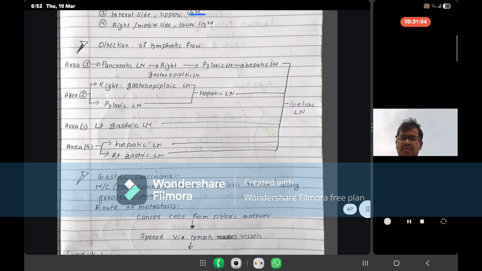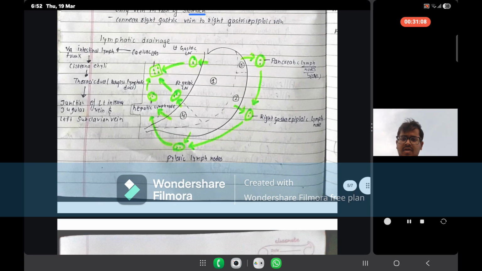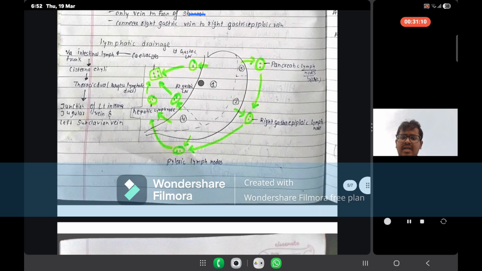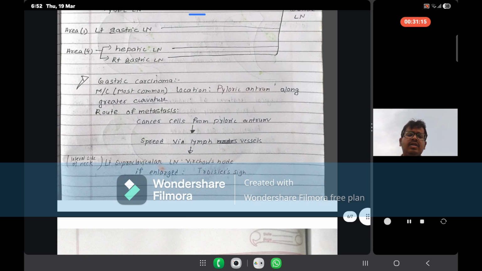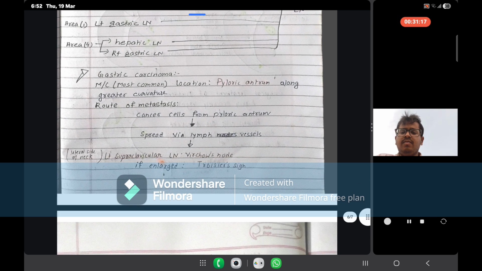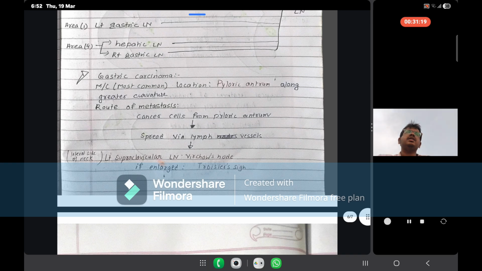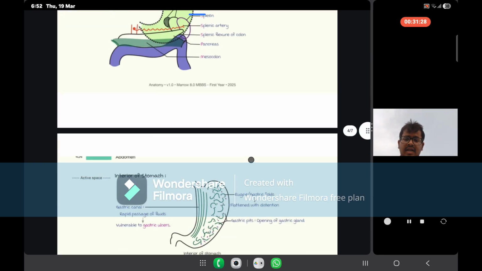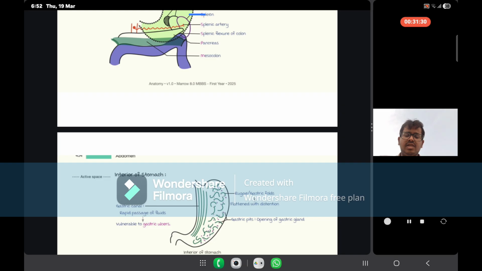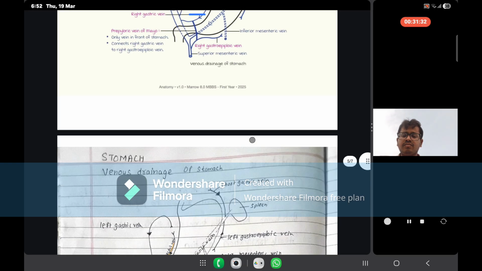And the fourth area is the hepatic lymph node and right gastric lymph node. When we talk about the hepatic lymph node and right gastric lymph node, they drain to the colic lymph node. When we talk about gastric carcinoma, the carcinoma will occur at the place where there is direct drainage. Already we have seen it here. Let me show you this diagram. Here the gastric ulcer, gastric carcinoma will occur.